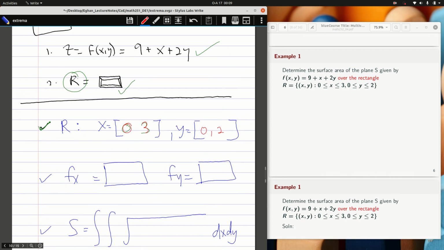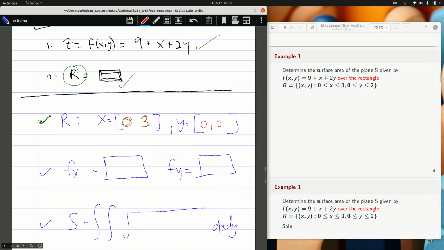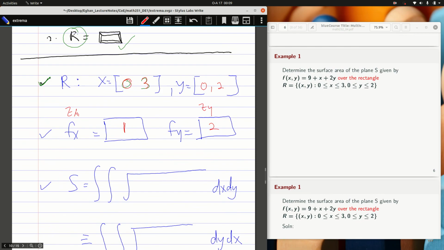Then I need to do some partial derivatives. If I want to find f of x, this is the same as finding z with respect to x, and that's giving me 1. F with respect to y will give us 2. That is from z. Okay, now we can do the substitution, and it's going to be 1 squared plus 2 squared plus 1. This one is always constant in the formula. I hope you don't forget that.